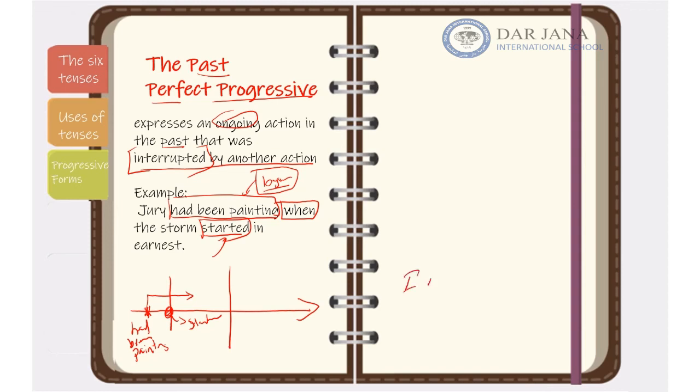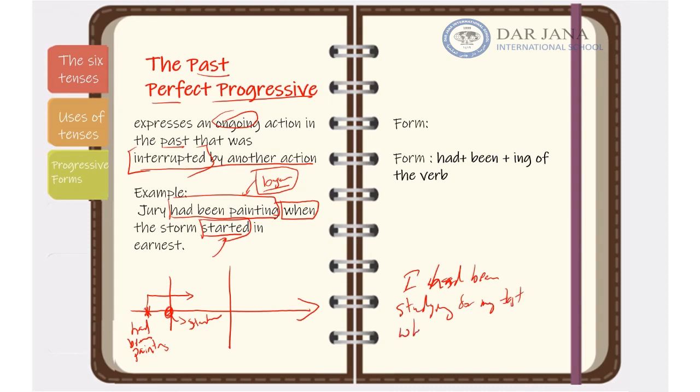I had been studying for my test when the bell rang. Again, the first one, I had been studying for my test, is a long action, and the other action shows that this is the second one, which is interrupting the first one, and then the second one is a shorter action after the first one.